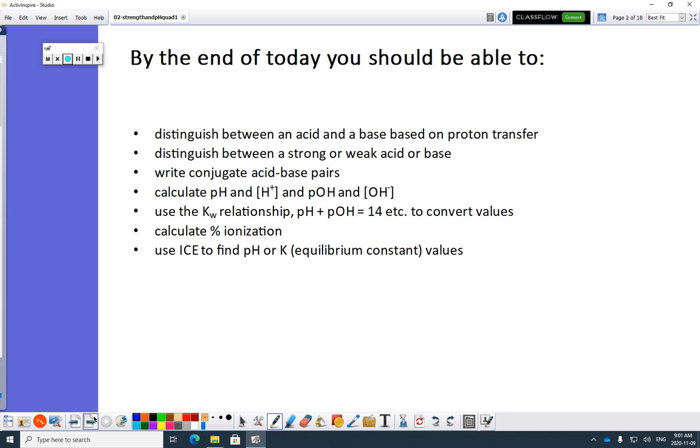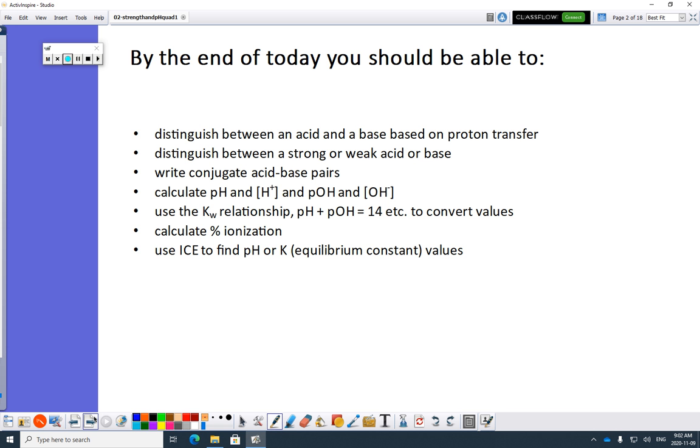And then you have to write conjugate acid-base pairs. We'll look at, for sure, a quantitative way you can figure out whether something's a weak or strong acid or base. Calculate pH, pOH, and OH. So two Fridays ago, we just did strong substances, which were a little bit easier. And then depending on if you have a base, you want to change it to pH, whatever the question asks, then you can convert between values.